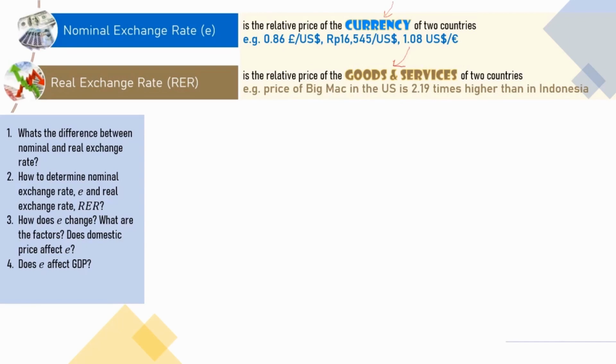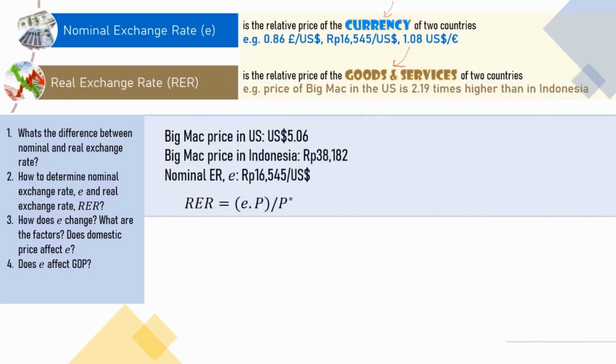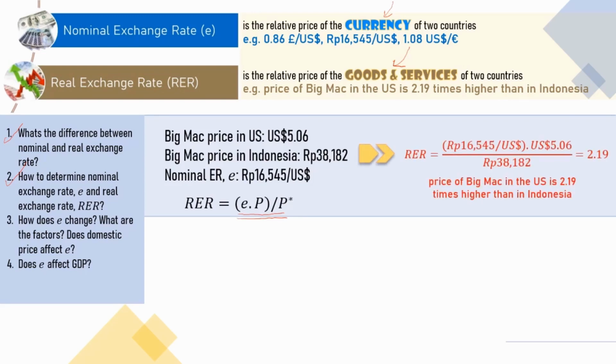Real exchange rate is calculated as follows. Suppose we have this information. US is the domestic economy in this example. We have prices of Big Mac in two countries as well as the nominal exchange rate. Real exchange rate is formulated as nominal exchange rate times domestic price per foreign price. From the given information, then we're gonna have this real exchange rate. The resulting number shows the relative price of Big Mac in US and Indonesia. It is more expensive in US.